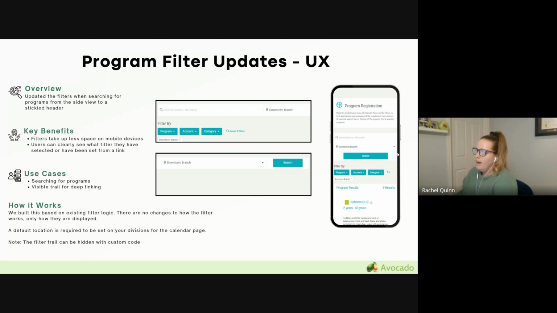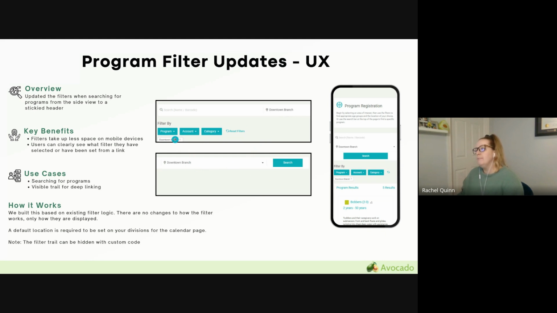The first one is that we've updated the filters in the Avocado programs page. Instead of the filter on the sidebar that you used to see, they'll now be laid out across the top. Same filters, just laid out differently. You have the search bar front and center at the top, as well as the location dropdown. Underneath that, you have the option to filter by program, account, or categories. Again, these are language files, so totally customizable to your org and how you would like them to read.